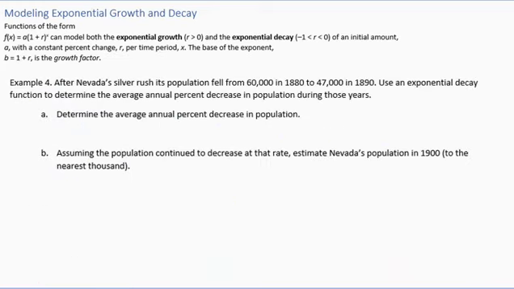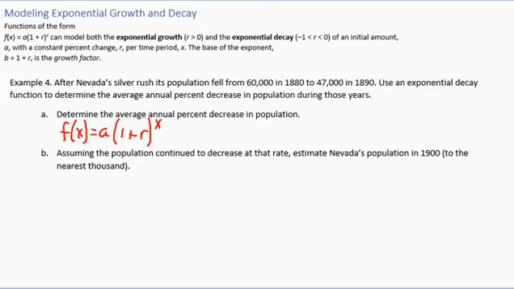Stemming from that same type of idea, after Nevada's silver rush, its population fell from 60,000 in 1880 to 47,000 in 1890. Use an exponential decay function to determine the average annual percent decrease in population during these years. This is set up the same way as the last one, except in this case we have a decay. So we'll start off with a function equal to the initial amount, 1 plus r, which is the rate of increase or decrease, to the x power, and that's our time in years.